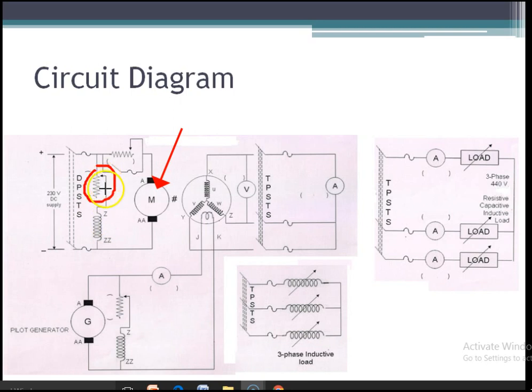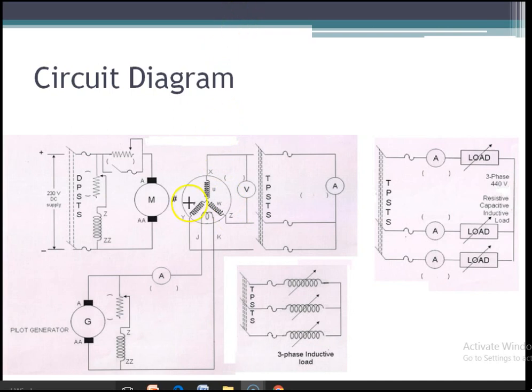Slowly cut down the resistance until the motor reaches its rated speed. Once the motor reaches the rated speed, the alternator which is coupled to the motor also runs at the rated speed. So what comes next is you have to make efforts so that the rated voltage is developed or induced in the alternator.